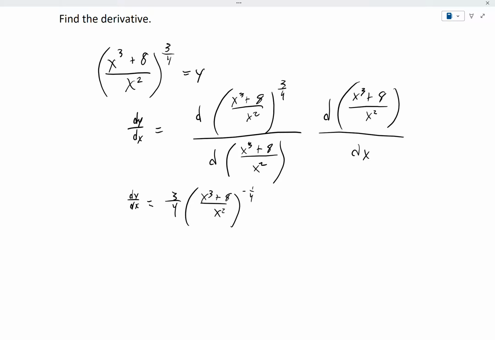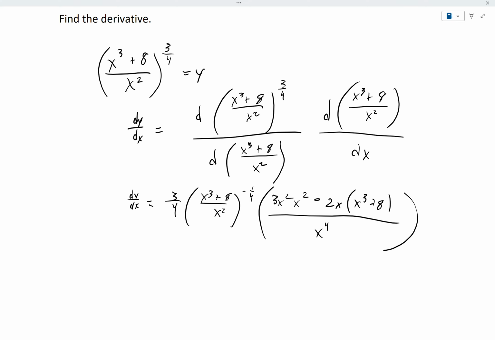How about this over here? Well, this is a quotient, so I can use the quotient rule. Quotient rule says derivative of the top times bottom minus derivative of the bottom times top all over bottom squared, which is going to be x to the 4th.